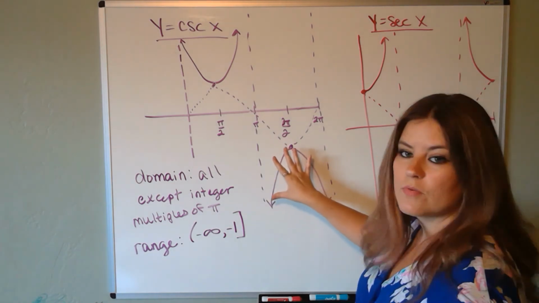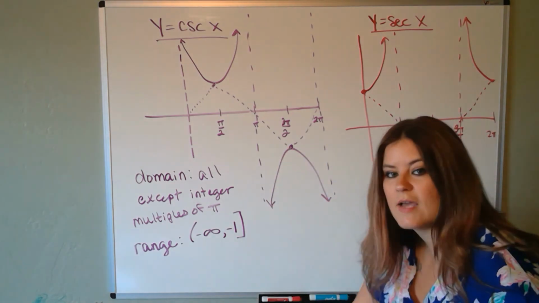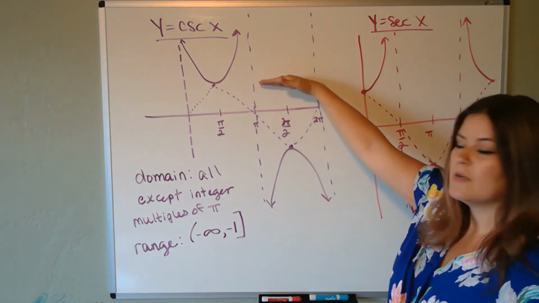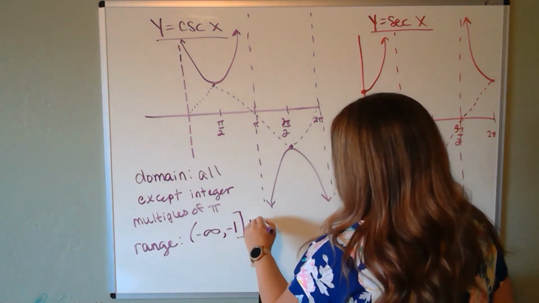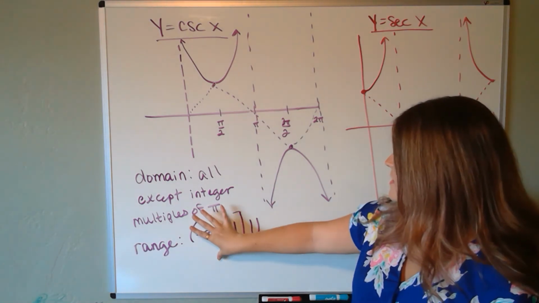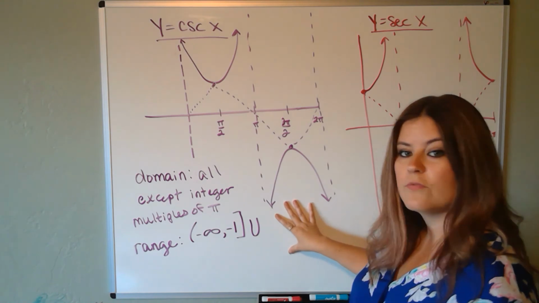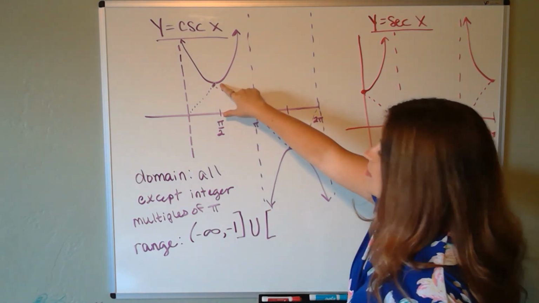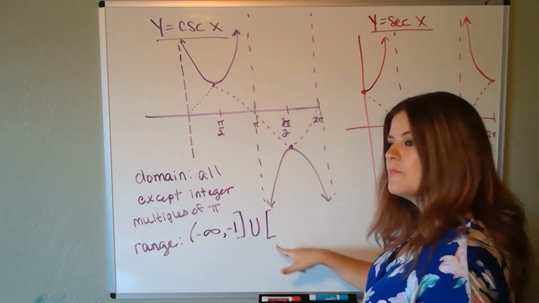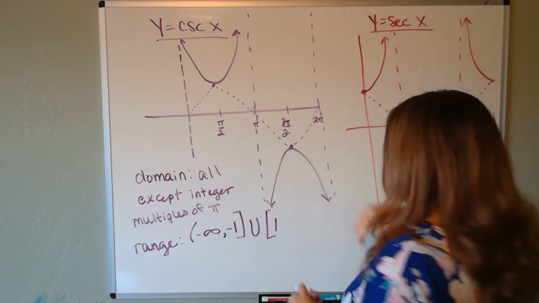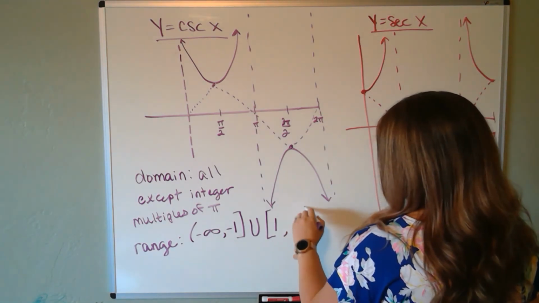So what part of the range am I getting there? I'm getting everything down here all the way up to this, but then I have to skip this part in the middle. So what I do is I use a big U. We say that's a union. I'm saying the range is this interval unioned with another interval. And so we skip this area and our next interval starts at 1. Notice I bracketed it. It includes 1 and everything above 1. So it goes from 1 to positive infinity.